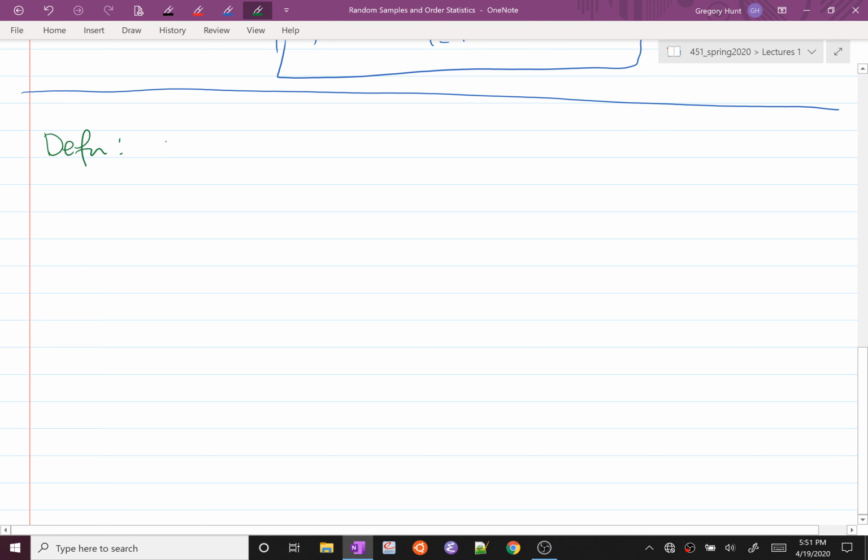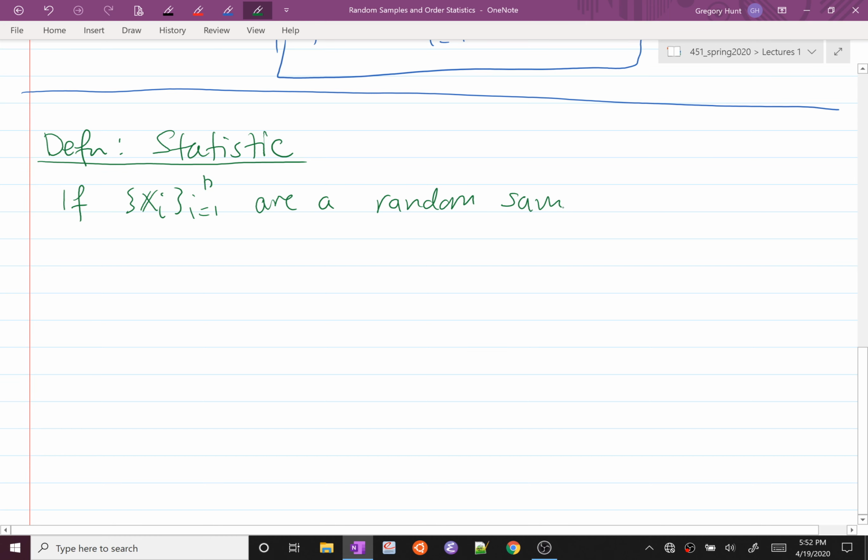We can also define what a statistic is. And this is, again, a little bit of a letdown of a definition, but what we say is that if we have a set X of i, i goes 1 to n, so if these X of i are a random sample, then a function T, which takes in a vector in R^n, so it takes in n numbers and spits out one number.